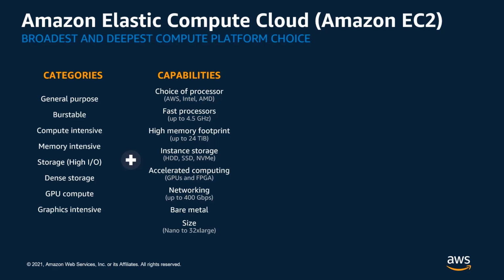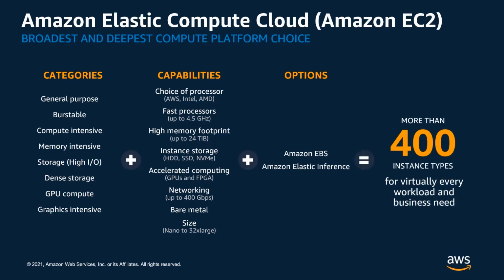And when you combine that with all of the capabilities within those categories, you have the choice of processor, our own AWS Graviton processors, the latest and greatest from Intel and AMD, the speed of those processors, our up to 24 terabytes of high memory, instant storage capabilities, accelerated computing options, networking, and all of these things. And when you combine these with the options of things like our block storage and our elastic inference for machine learning, this matrix ends up being more than 400 instance types. And really, it's there for every workload and business need. The breadth and depth of EC2 is really astounding and growing day by day.